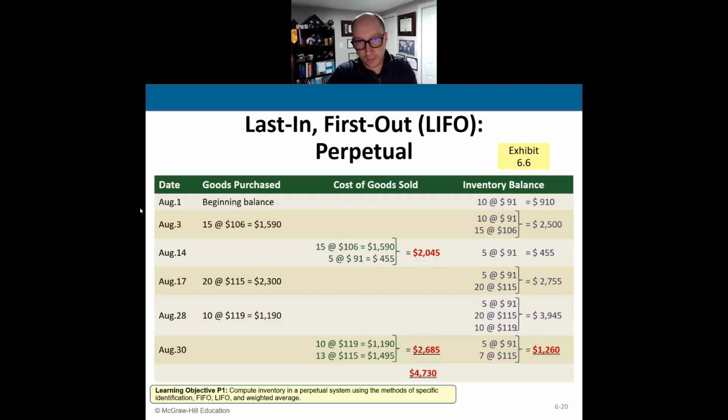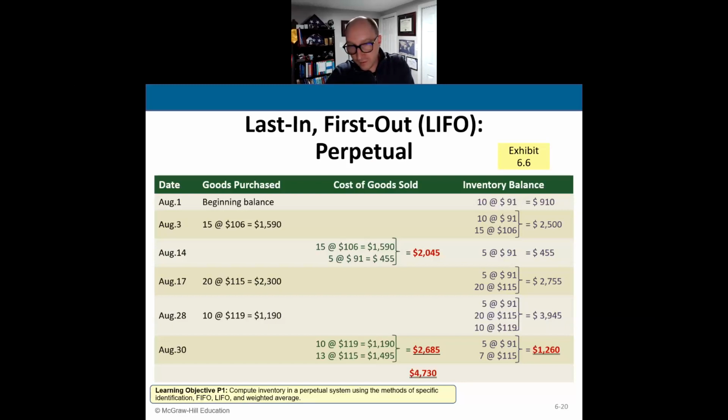Here we have the same exact data. Let's take a look. Beginning balance 10 at 91, August 3, purchase 15 at 106. Add to the inventory. August 14, we made some sales. We sold 20 bicycles on August 14, as you know. But because we sell last in, first out in this method, we're going to sell that 15 first. So I'm going to sell 15 at 106 for 1,590.